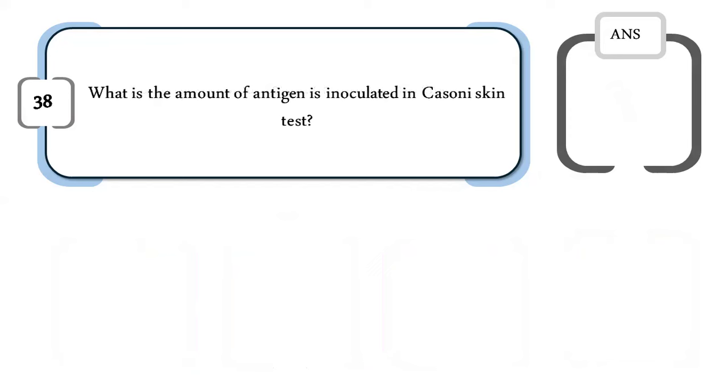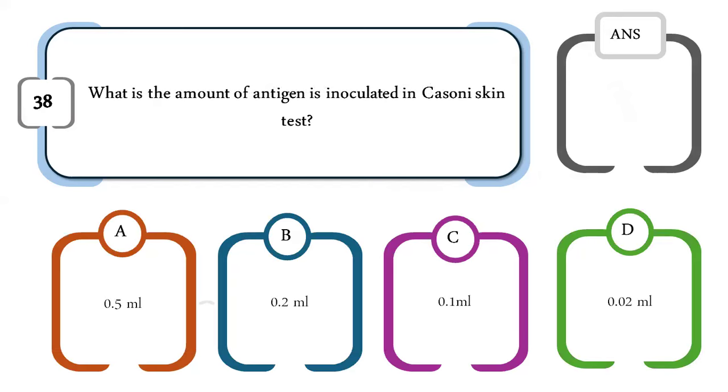Next question, what is the amount of antigen inoculated in Casoni skin test? Option A, 0.5 ml. Option B, 0.2 ml. Option C, 0.1 ml. Option D, 0.02 ml. So here, what is the purpose of Casoni skin test? It is to diagnose Hydatid disease, that is Echinococcus disease. So what is the right answer? Option B, that is 0.2 ml.